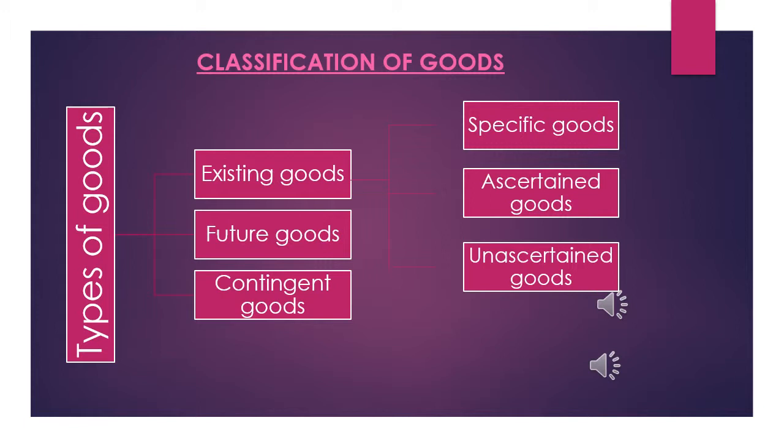Second is future goods. Future goods means goods to be manufactured or produced or acquired by the seller after making of the contract of sale. Third is contingent goods. These are goods, the acquisition of which by the seller depends upon a contingent event which may or may not happen.